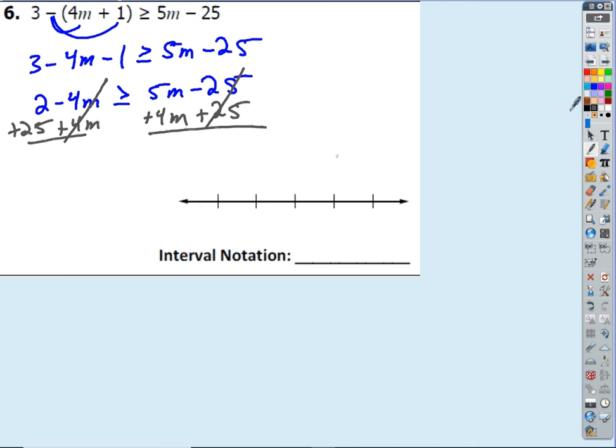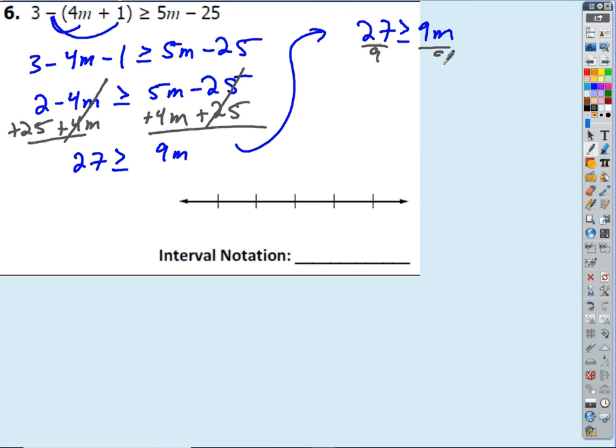So what do we get there? We get, on the left side, the variables are gone. 2 plus 25 is 27. On the right side, 5m plus 4m is 9m, and the numbers go away. So 27 is greater than or equal to 9m. Last step. Divide by 9. Okay? And I get m on the right side, 3 on the left side.